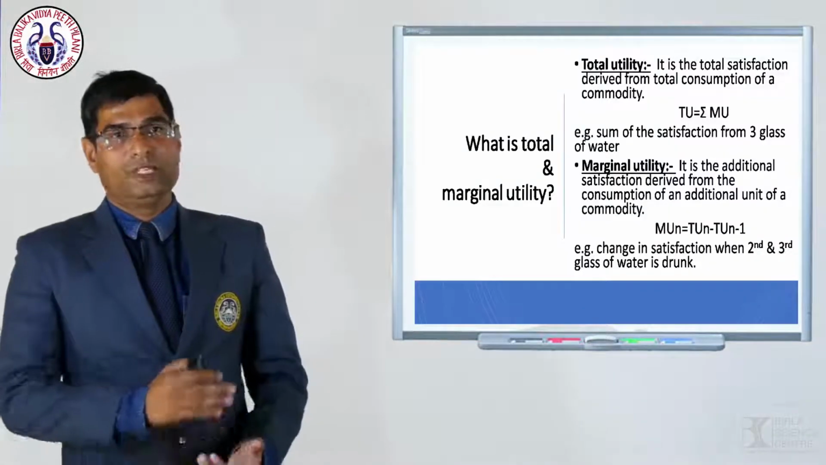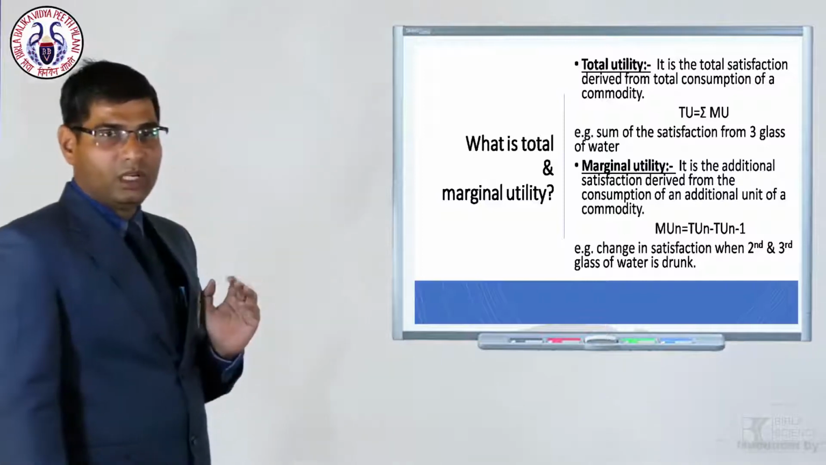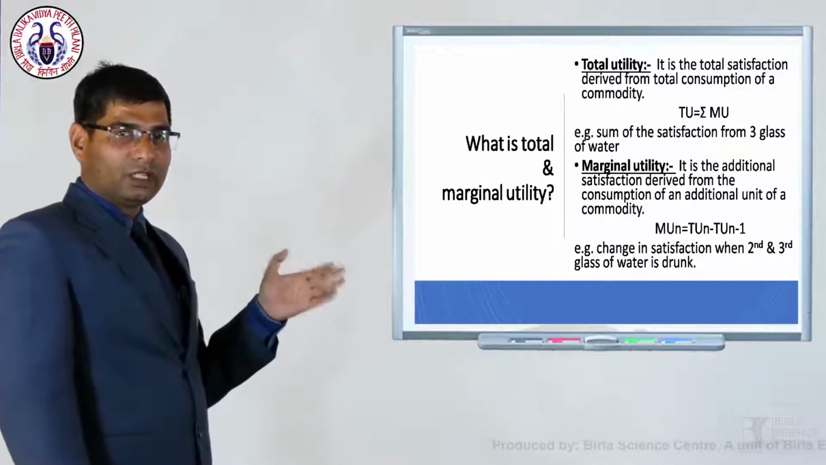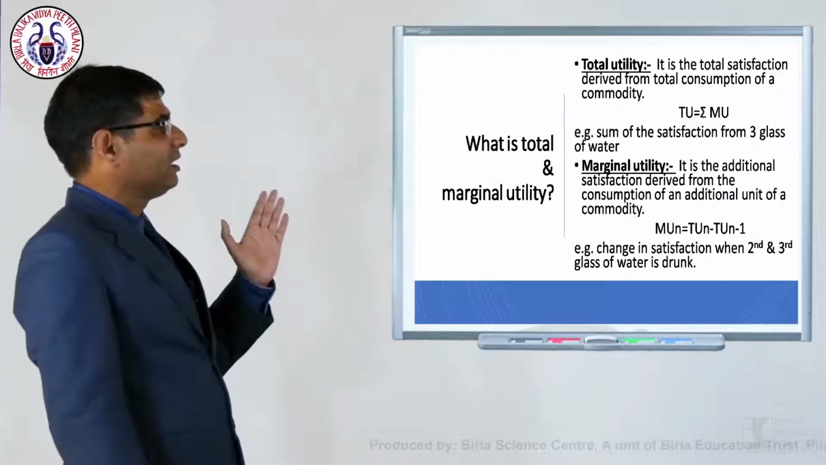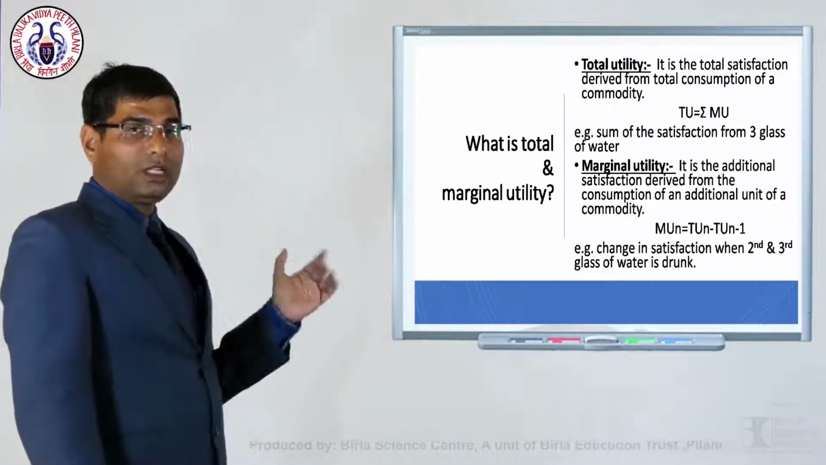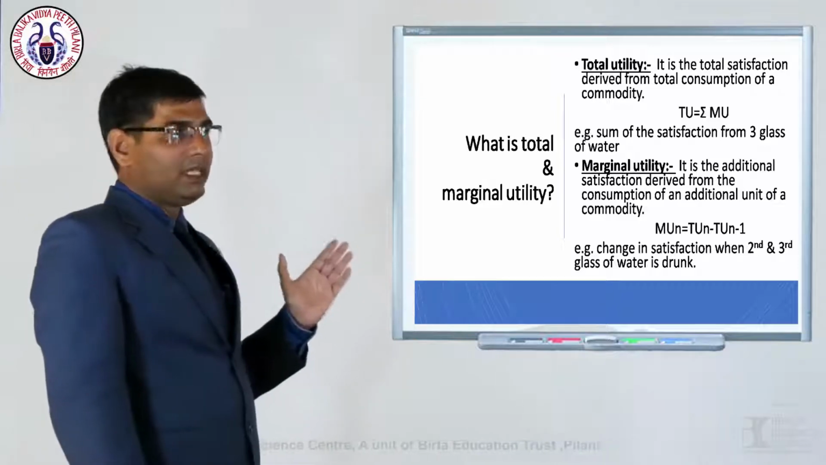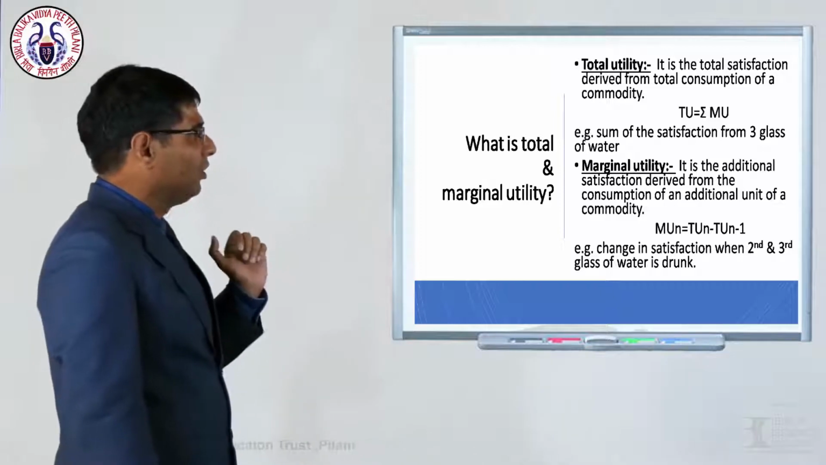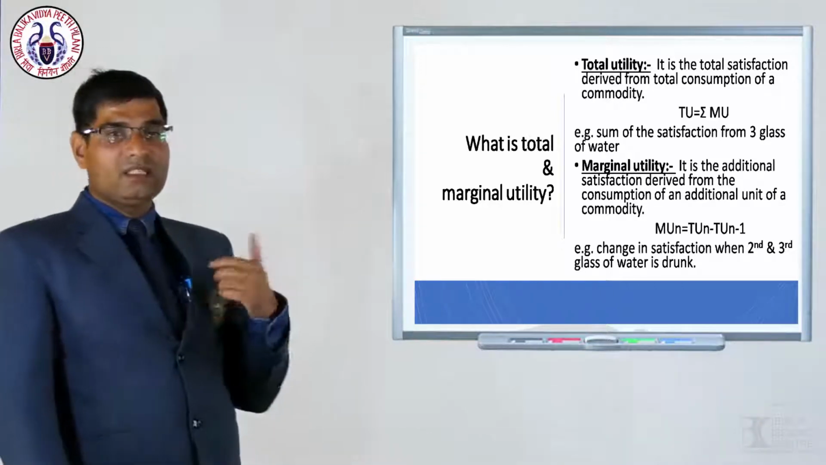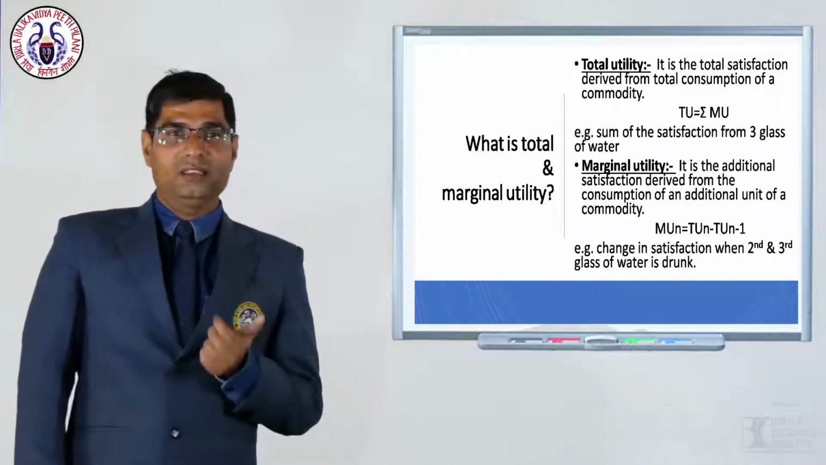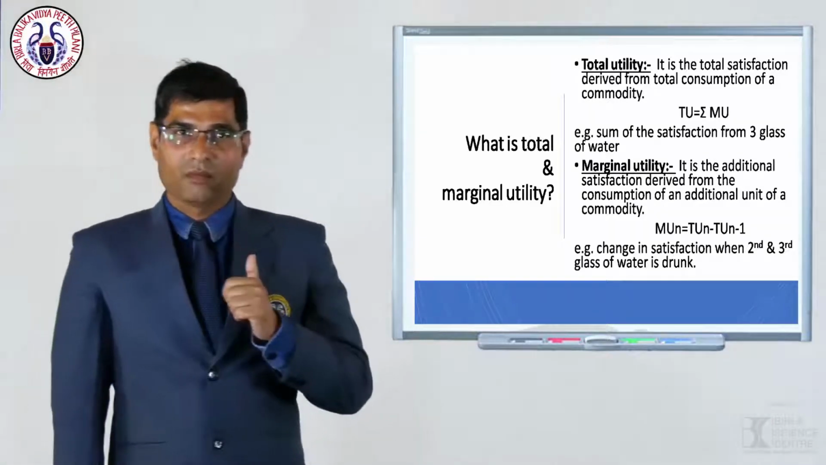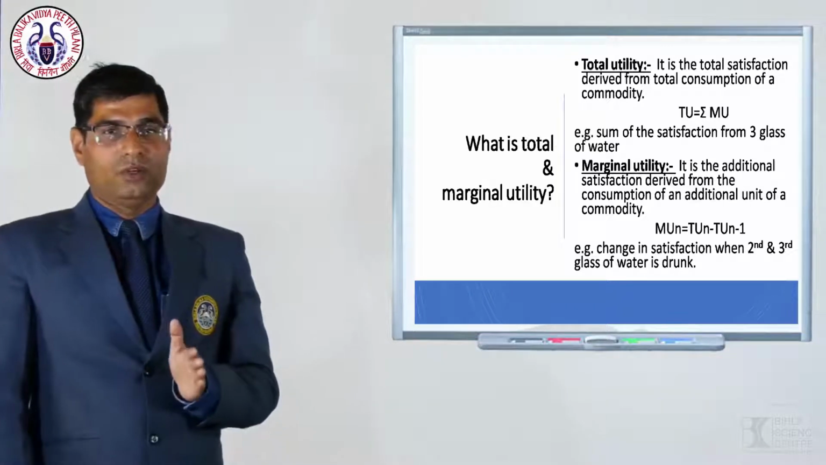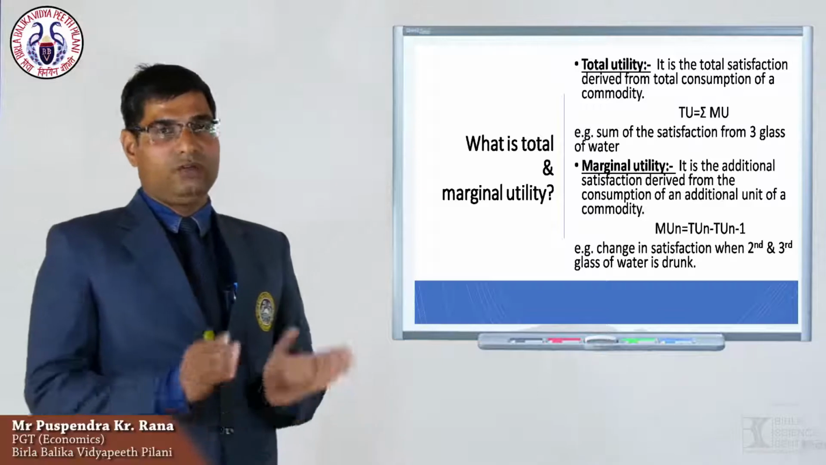So now there are two types of utility, as we can see. One is total utility and another is marginal utility. Total utility is the total satisfaction derived from total consumption of a commodity. And the formula is TU equal to sum total of MU. When sir was drinking water, he drank 3 glasses of water. Here total utility is the sum of the satisfaction from 3 glasses of water.